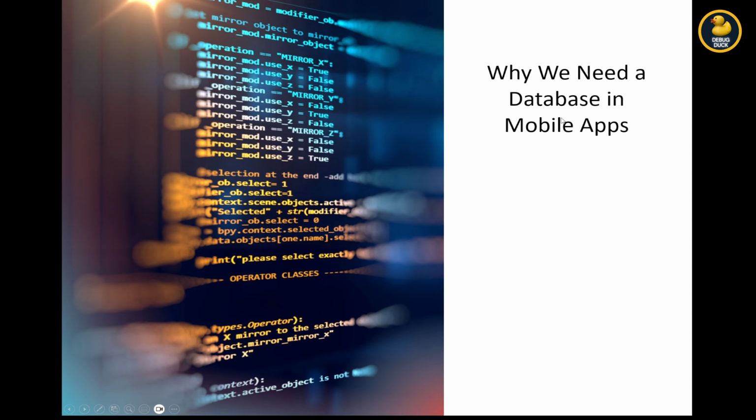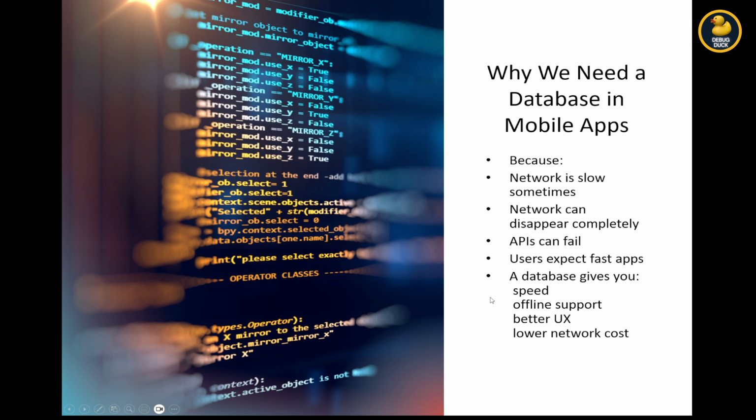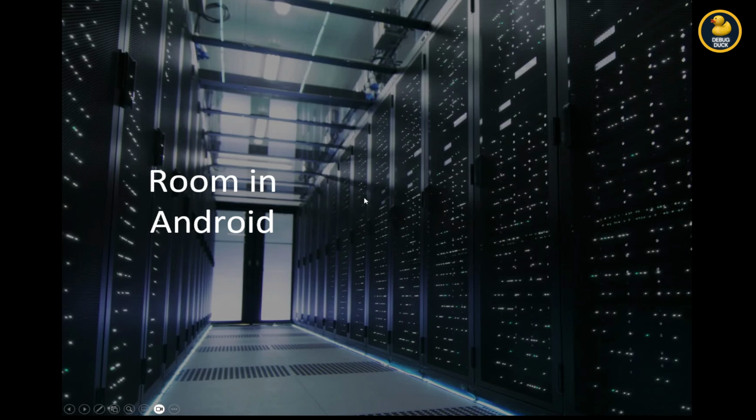Why do we need a database in mobile applications? Because the network is slow sometimes, the network can disappear completely, and APIs can fail. Users expect fast applications. A database gives you speed, offline support, better user experience, and lower network cost.